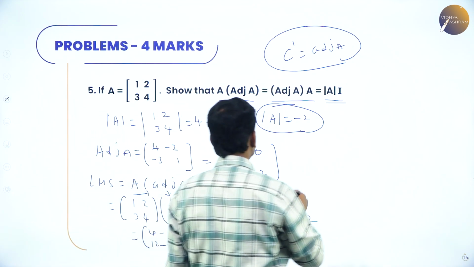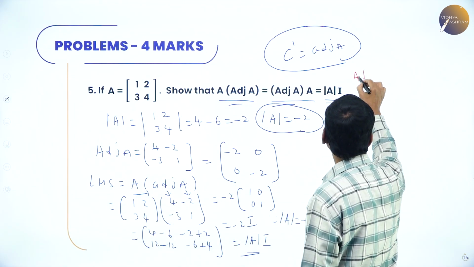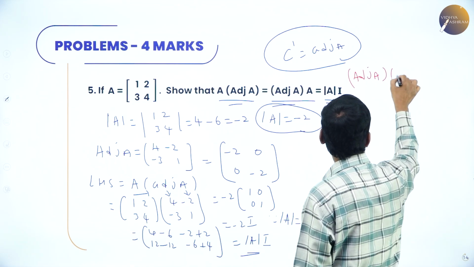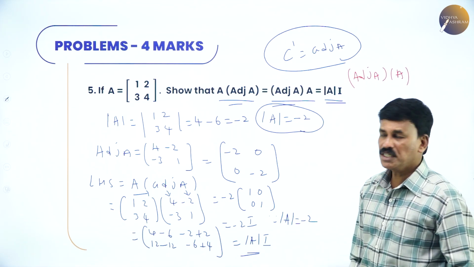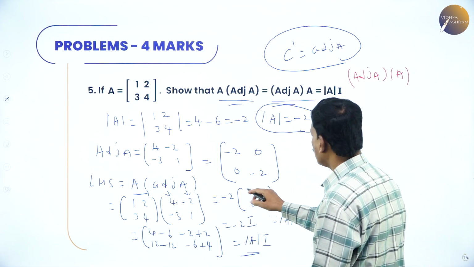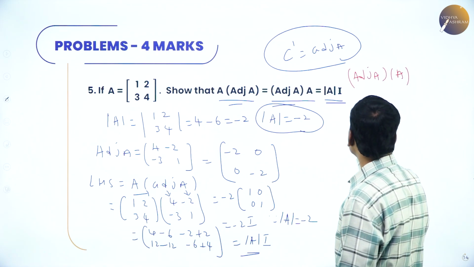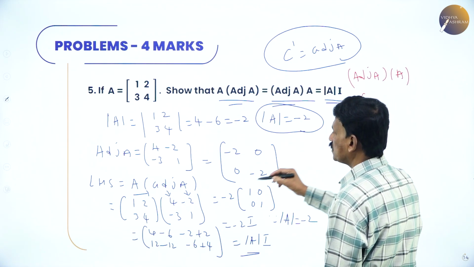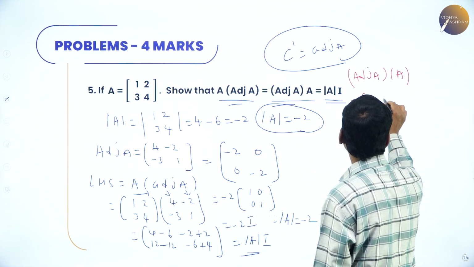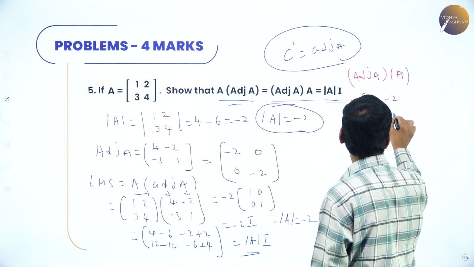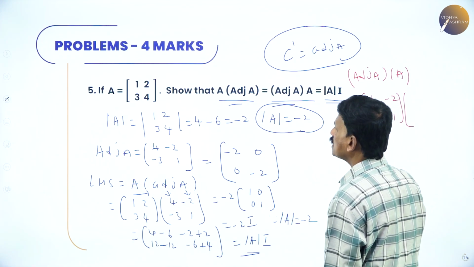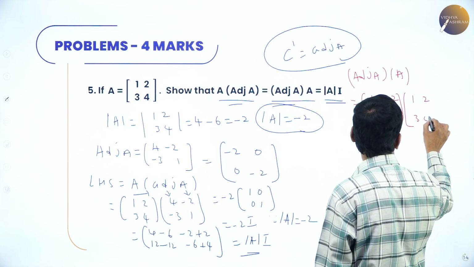What is the second part? To prove that adjoint of A into A is also equal to determinant of A into I. So, you will get the same answer, minus 2, 0, 0, minus 2. Verify this. What is adjoint of A? Adjoint of A is [4, minus 2; minus 3, 1] into A. What is A? 1, 2, 3, 4.